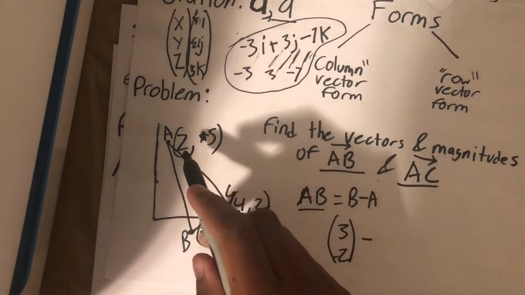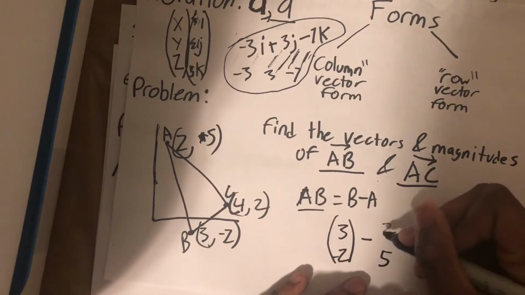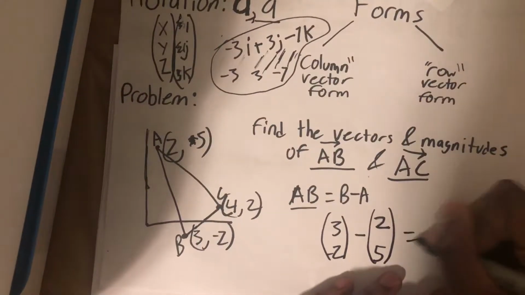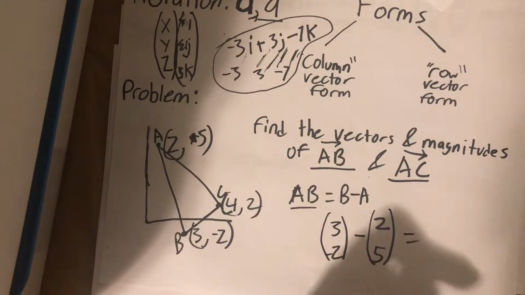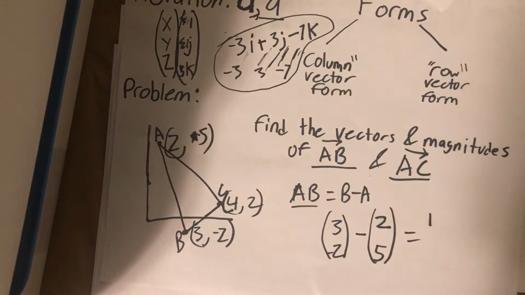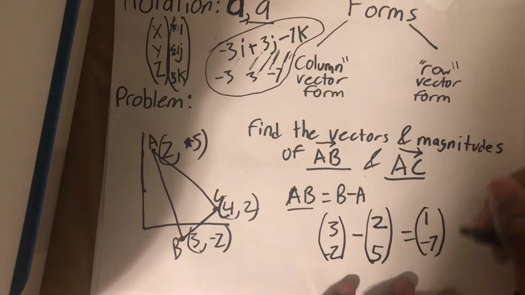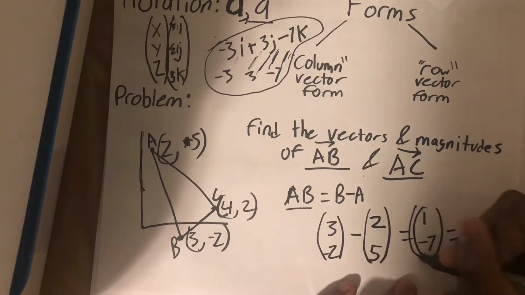And A, if we look over here, is 2, 5. So we have 2, 5. With subtracting vectors, you just go straight across like normal subtraction. It's just that this time you have layers. So first you have 3 minus 2, which is 1. Then you have negative 2 minus 5, which is negative 7. So here, this would be the vector for AB.